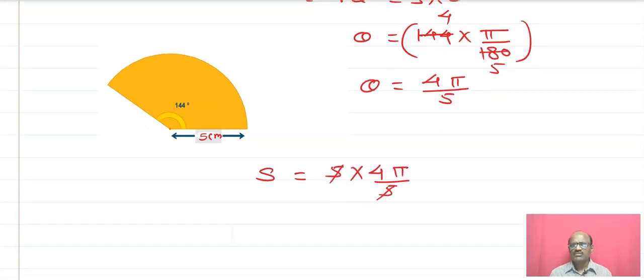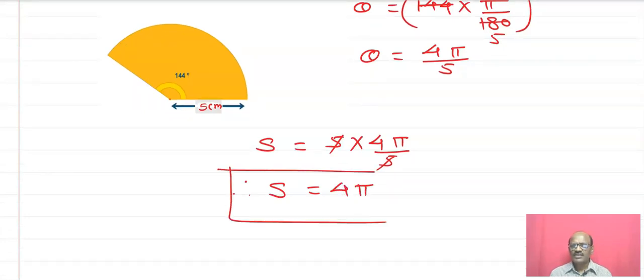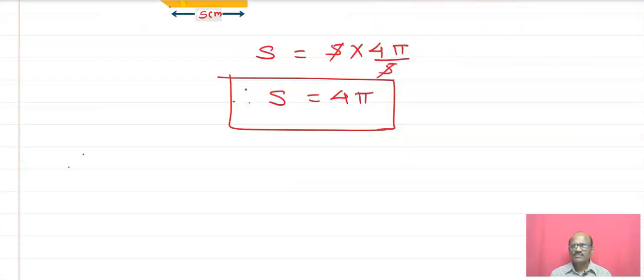S is equal to rθ, that is 5 into 4π by 5. The 5 gets cancelled, so you are getting 4π centimeter, which is the length of the arc. I forgot to write the unit.